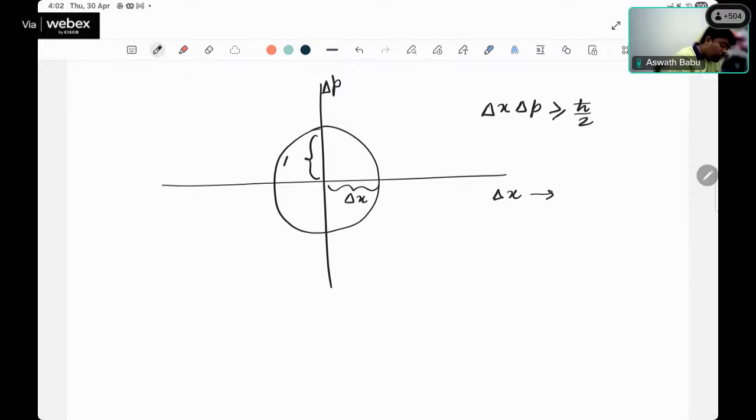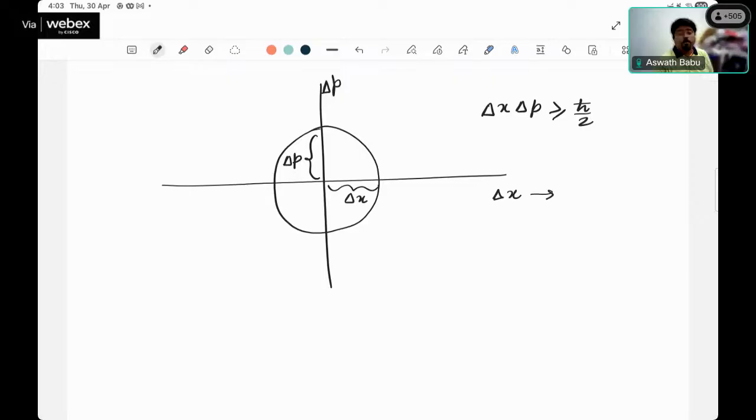Sometimes I presume I don't want accuracy in one of them. I don't want accuracy in, let's say, position. I want accuracy in velocity. For example, in the case of a cricketer bowling a ball, a fast bowler.